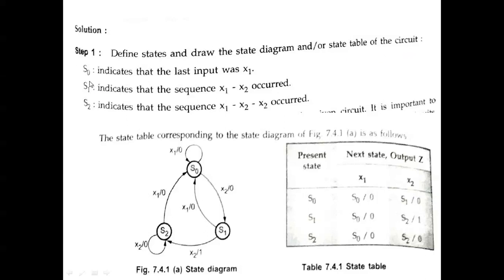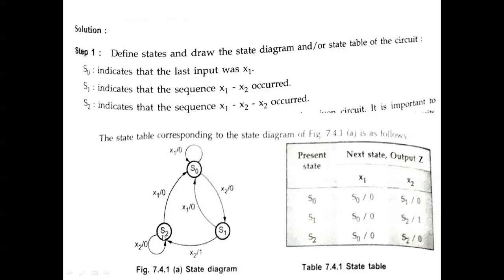So first, S0 indicates that the last input was x1. So this is S0, state 0, state 1 and state 2. There are three states they put here. So S0 indicates that the last input was x1 and S1 indicates that the sequence x1 minus x2 has occurred. So this is S1. The sequence x1 and x2 occurred through this state, because this is a sequence, and S2 is the next state.